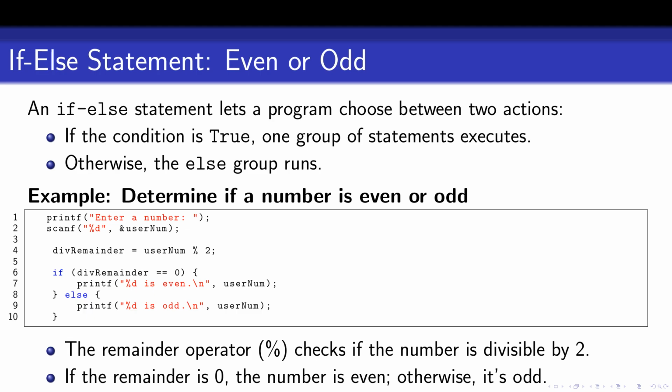In this example, we apply conditional logic to determine whether a number is even or odd. The key here is using the modulo operator, which returns the remainder after division. If a number modulo 2 equals 0, it's even. Otherwise, it's odd. The program reads an integer from the user and checks usernum modulo 2 equals 0. If true, it prints that the number is even. Otherwise, it prints that it's odd.